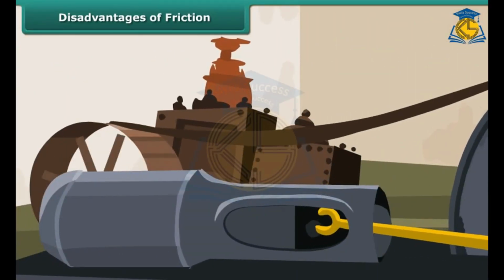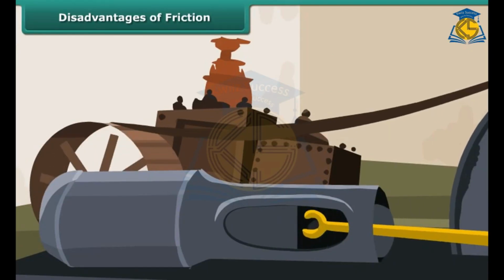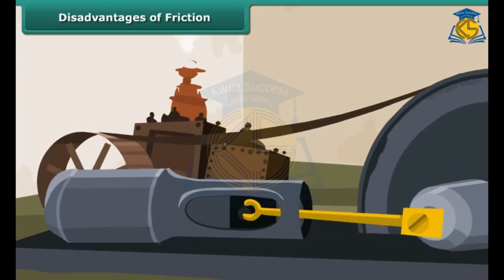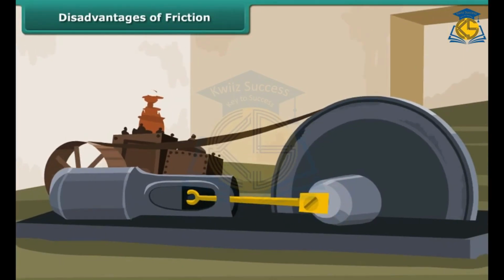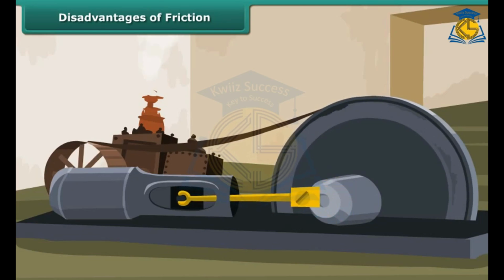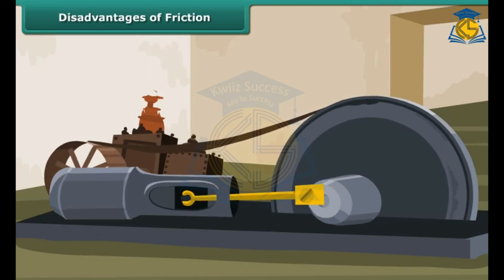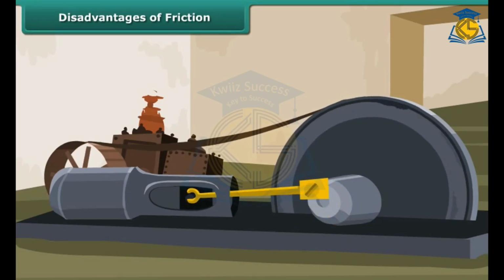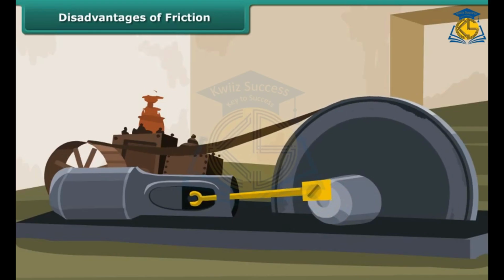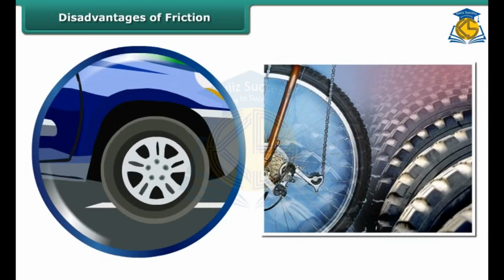When the moving parts of a machine rub together, a lot of heat is produced due to friction between them. This damages the machine. There are many moving parts in machines which rub against each other constantly. Due to friction, the rubbing parts of a machine wear out gradually. The tires of a vehicle wear and tear due to friction.